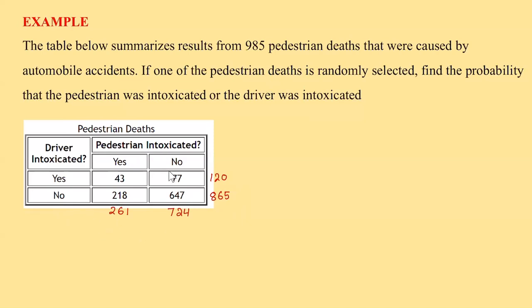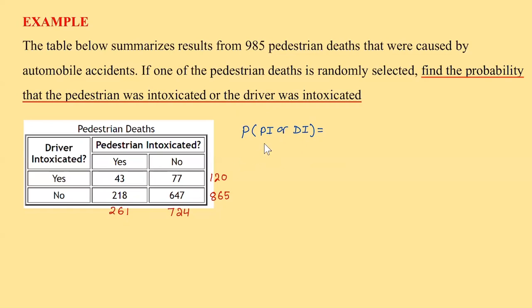Now we are asked to, let's see, what is the question? We are asked to find the probability that the pedestrian was intoxicated or the driver was intoxicated. So the question is, we have to find the probability that the pedestrian was intoxicated. Let me write PI, pedestrian intoxicated, or the driver was intoxicated. Driver intoxicated.